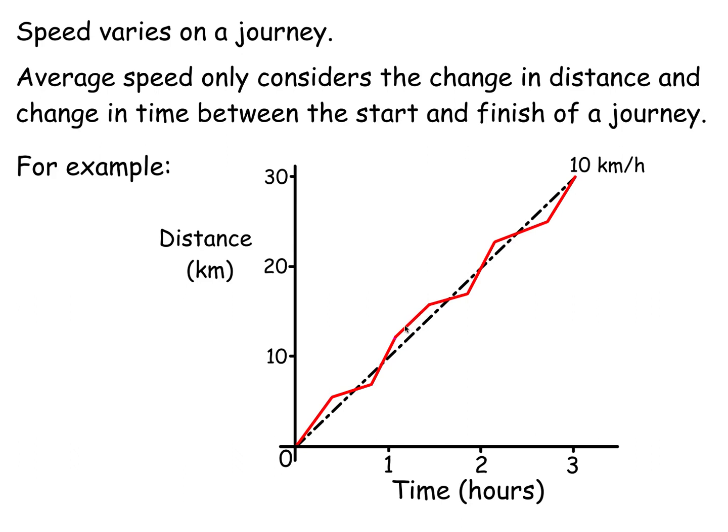Perhaps at this point, where the red line's parallel to the black, the red line is 10 kilometers an hour at that point, but mostly it's above 10 kilometers per hour and below 10 kilometers per hour at any instant. Simply, the average speed is a theoretical speed. It's not a speed you actually do.